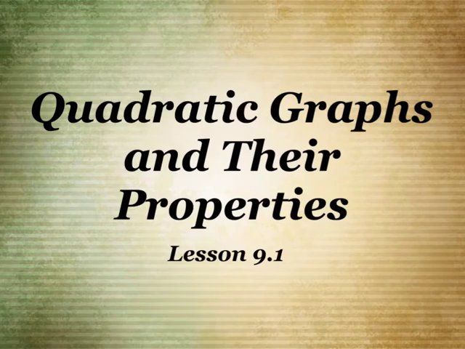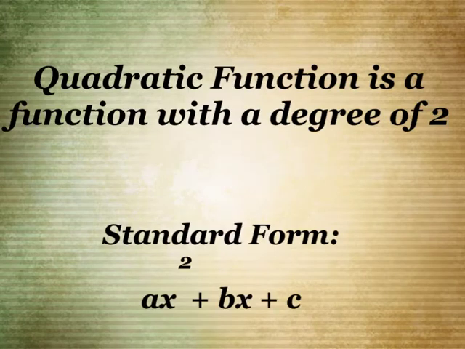Welcome to Chapter 9. This is Lesson 9.1, Quadratic Graphs and Their Properties. Now, if you remember from Chapter 8, we call something quadratic when its variable has a power or degree of 2. The standard form is ax squared plus bx plus c.